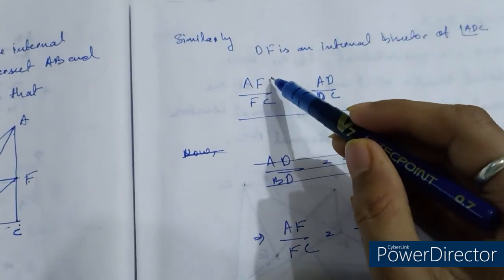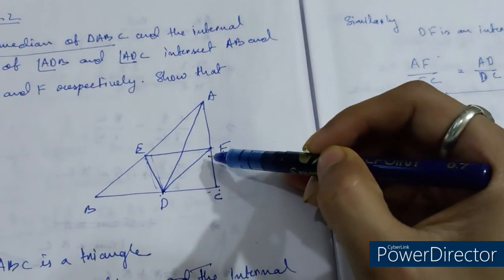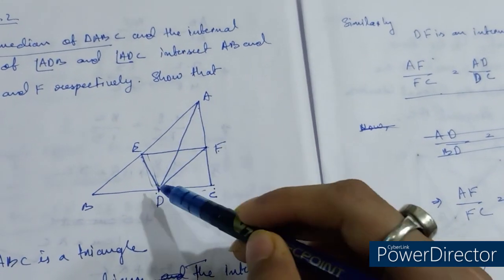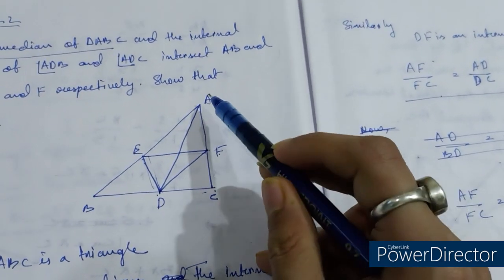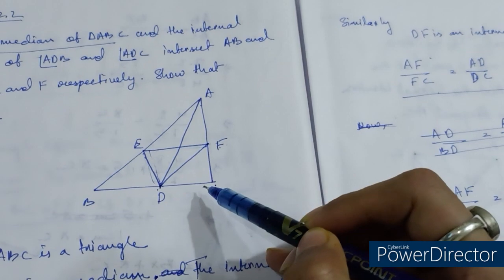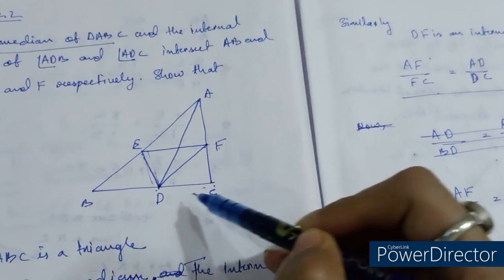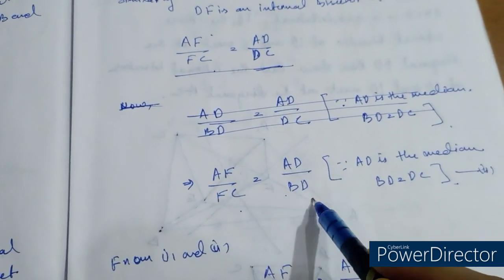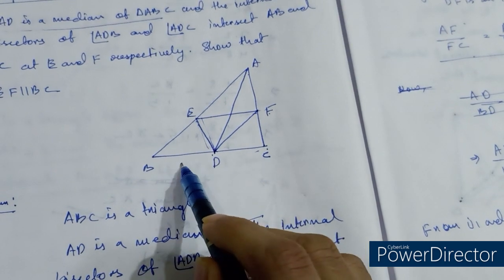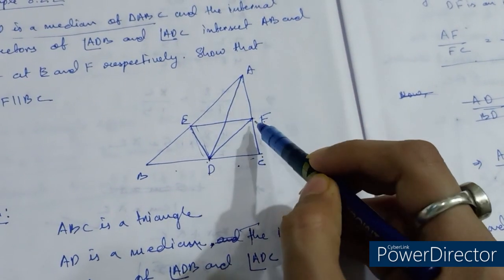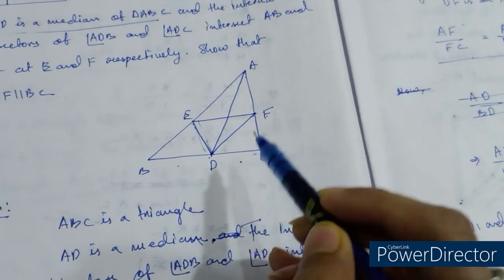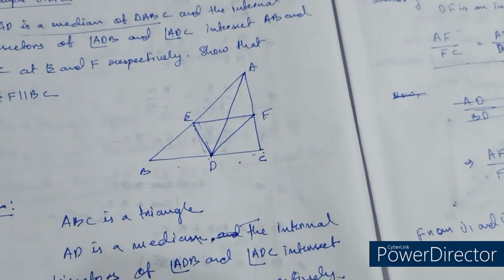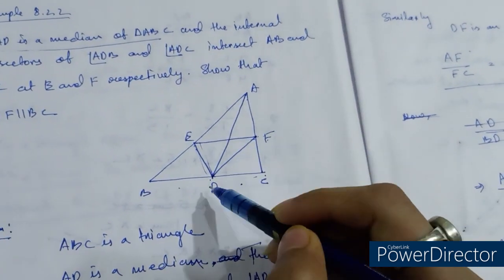Now AF by FC is equal to AD by DC. Instead of saying DC, I can say AD by BD, because D is the midpoint, so BD is equal to DC. So instead of AF by FC equal to AD by DC, I can say AF by FC is equal to AD by BD.